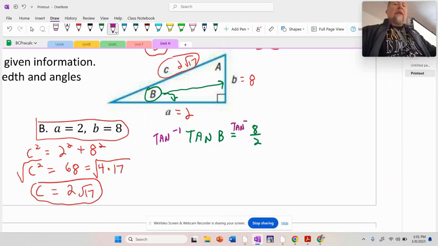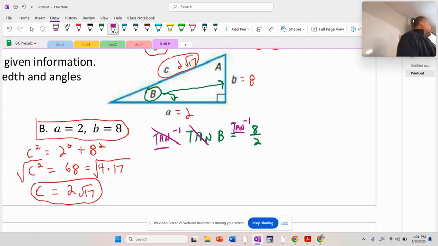What do I do? Tan or inverse tan? Well, I just showed you. The way to get rid of that tan in front of that angle B is the inverse tan in front of it. Those are opposite operations. They cancel each other. But whatever I do to one side, do it to the other. So you inverse tan ratios to get angle measures.